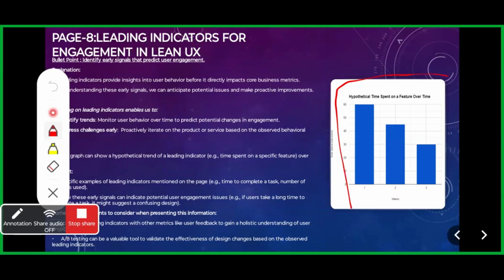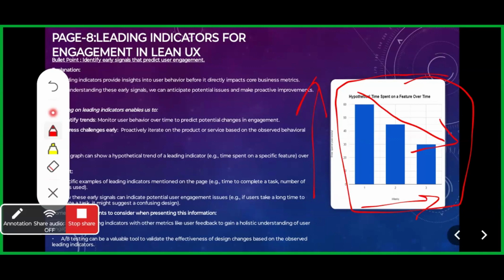Now, the example I have used over here: this is the weeks, and this is the time scale. So if you notice, over a time period it is getting reduced. The example is a hypothetical time spent on a particular feature over a period of time, time to complete a task, or time taken for a sign up. So these initial phases, these small things, need to be kept in mind. They should not be a turnoff for people who get carried away easily, so that they do not feel any hassle or issues while using a particular product of ours. So these would be the leading indicators.